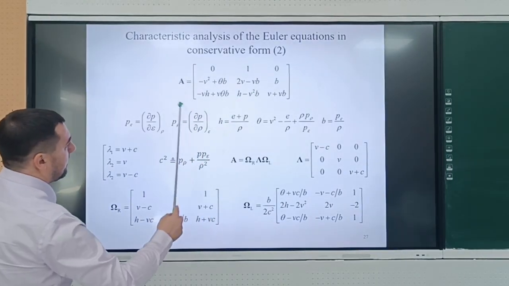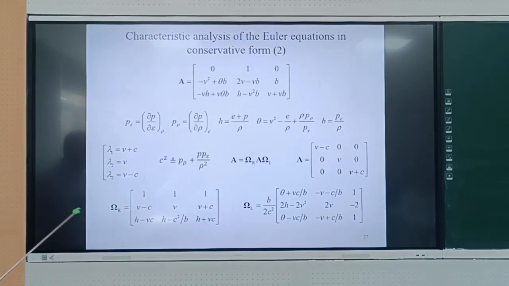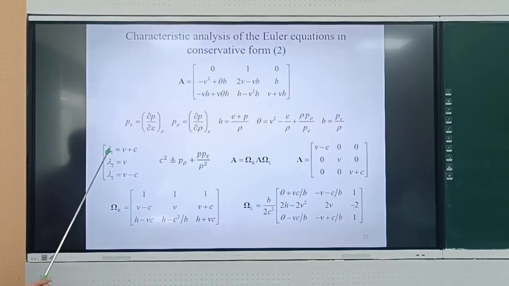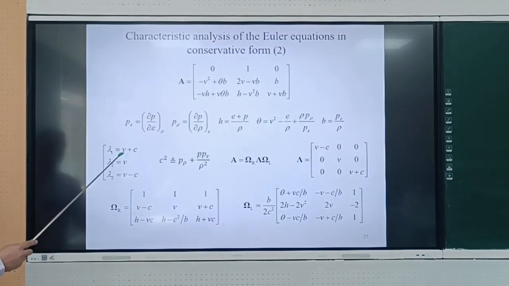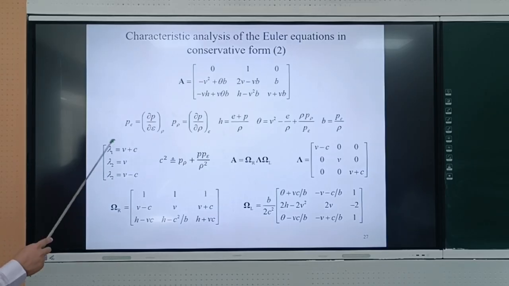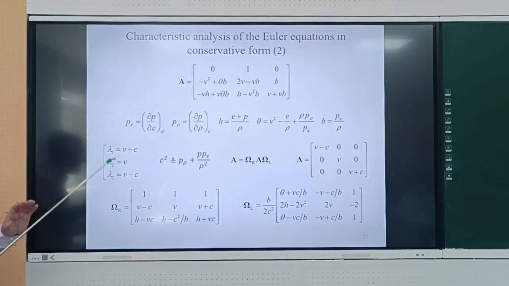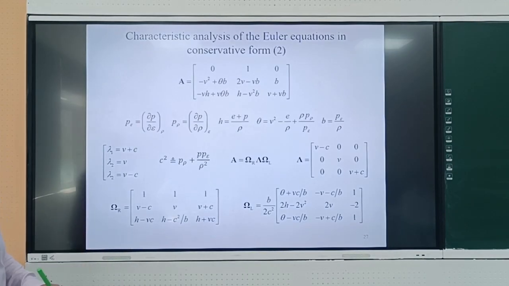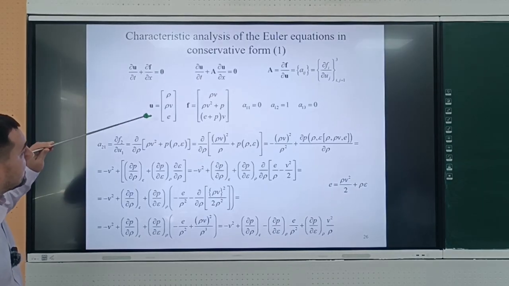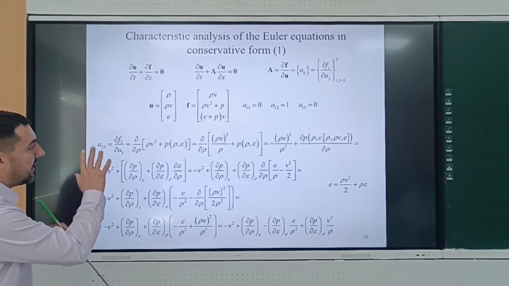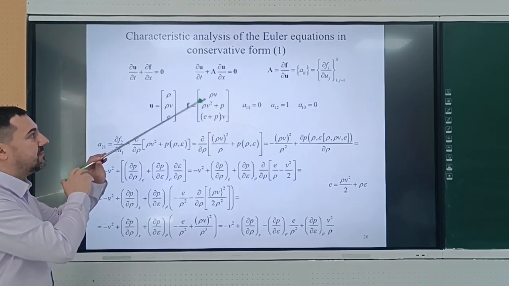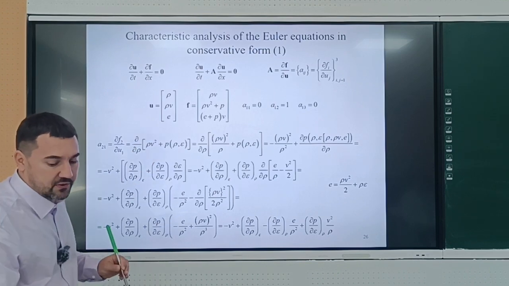And in the same manner, we can compute all the components of our Jacobian matrix and obtain this matrix A. After that, it's possible to compute the eigenvalues of this matrix A, and the eigenvalues will be v plus c, v minus c. This is a very famous result. Actually, you can obtain these eigenvalues in a simpler way, because if you use the non-conservative variables to write your system of equations, all this will be much simpler. But if you want to use a finite volume scheme based on this matrix A, you should have this matrix A.